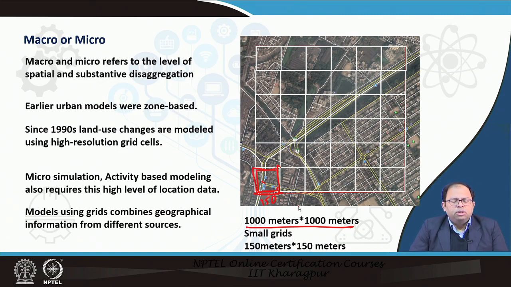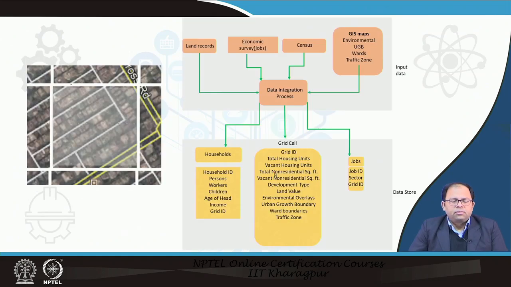Microsimulation and activity-based modeling also require this high level of location data, and modeling using grids combines geographical information from different sources. That means we need to determine the characteristics of this particular grid, which is shown here. So we take one grid. To determine its characteristics, we require land records that will show which plots are empty, which are built, the size of plots, and all the different information.